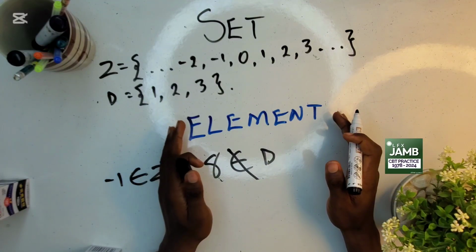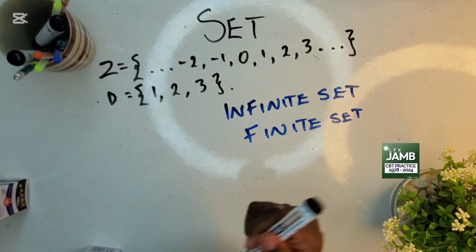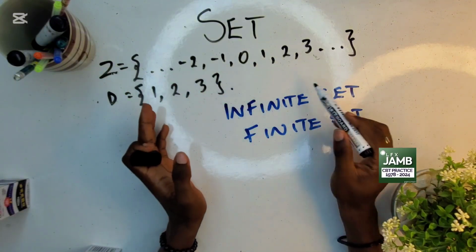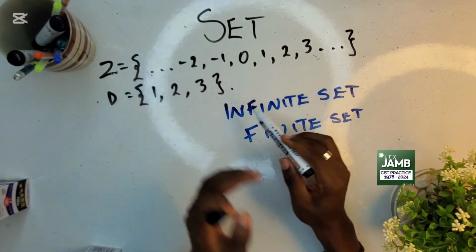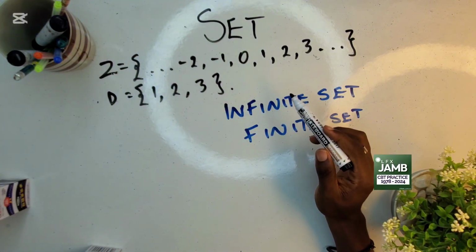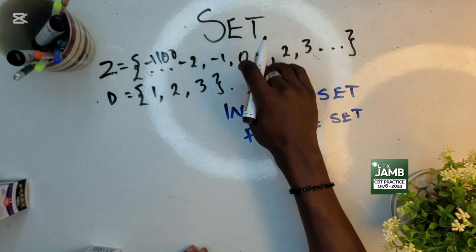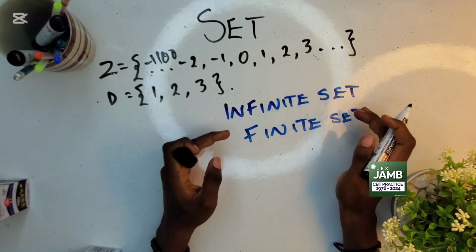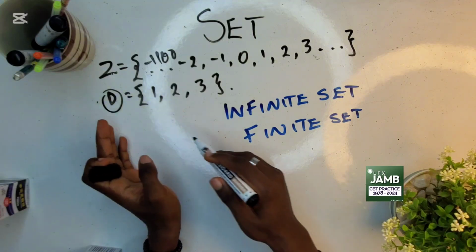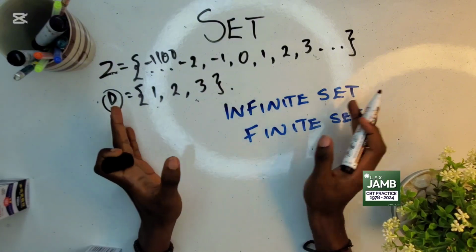There are types of sets. We have the infinite set and the finite set. The infinite set has unending members of elements. So for instance, Z is an example of an infinite set because it has an infinite number of elements, unending. -11 is also part of this. -1000 is also part of these elements. But a finite set has a limited number of members. For instance, D is an example of a finite set because it has just 3 members, that is 3 elements.